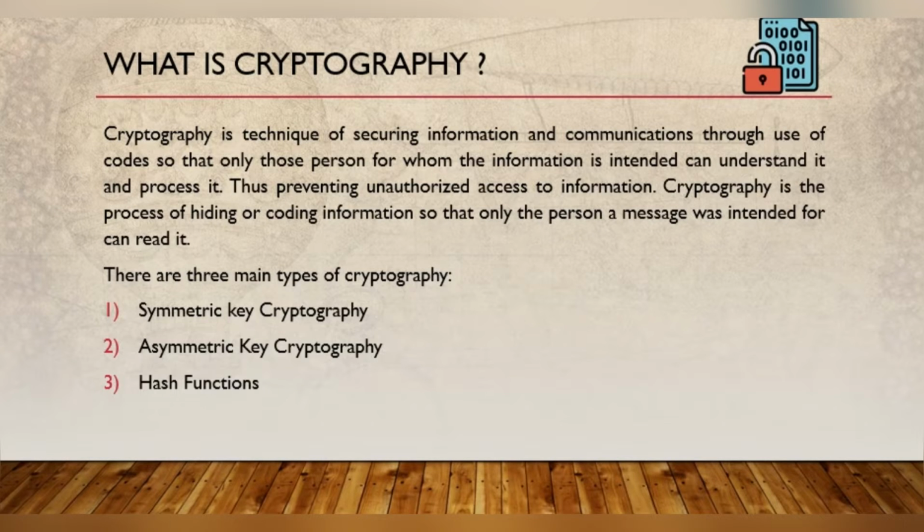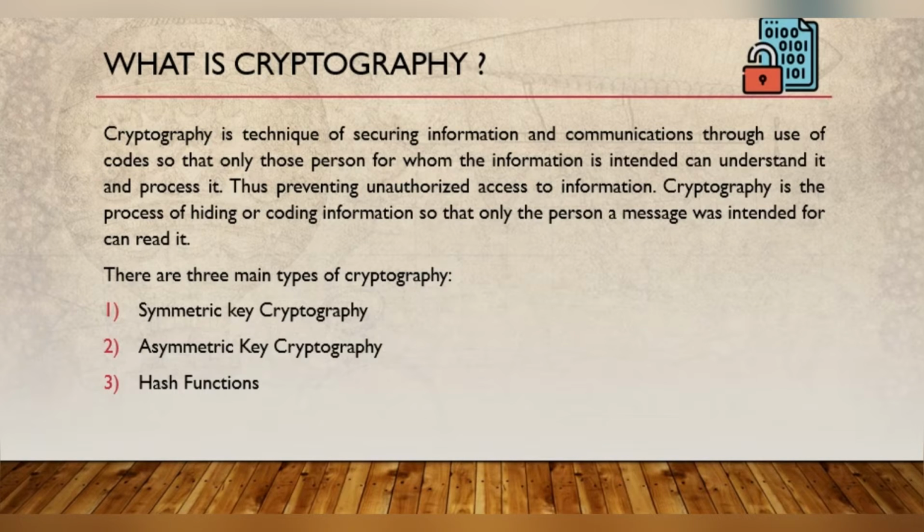So, there are three main types of cryptography: symmetric key cryptography, asymmetric key cryptography, and hash functions. So, what is symmetric key cryptography? Symmetric key cryptography is an encryption technique. The sender and recipient use the same shared key to encrypt and decrypt messages. Although symmetric key systems are quicker and easier to use, they have the drawback of requiring a secure key exchange between the sender and the receiver. Data Encryption Standard, that is DES, is the most widely used symmetric key encryption method.